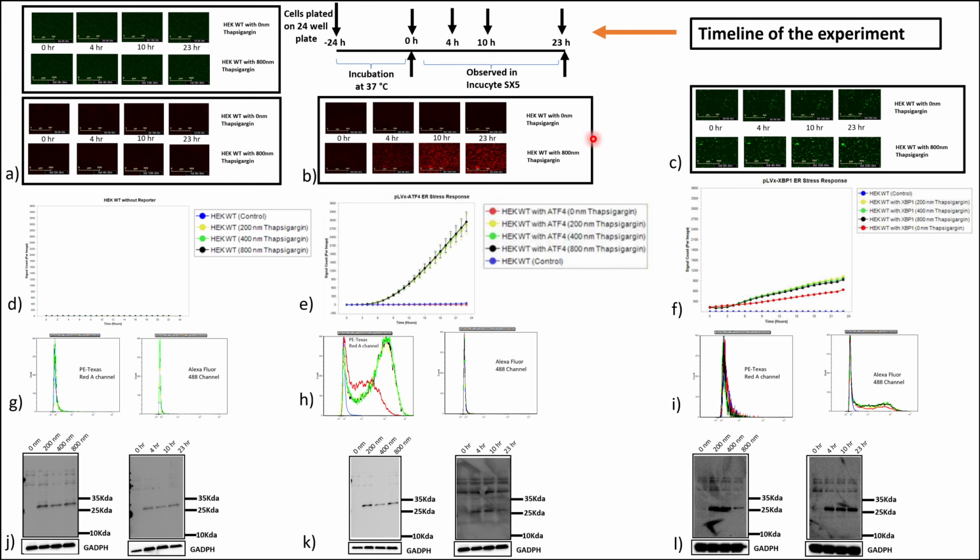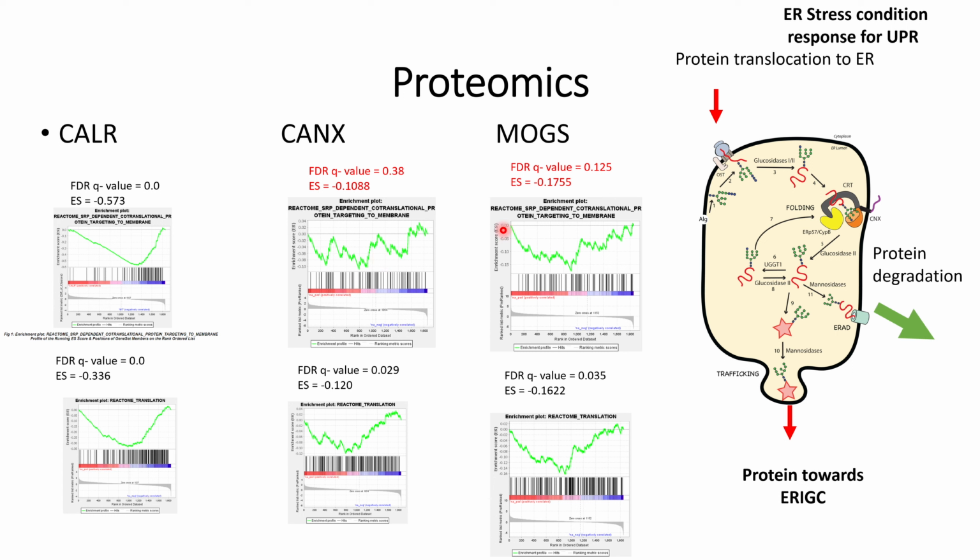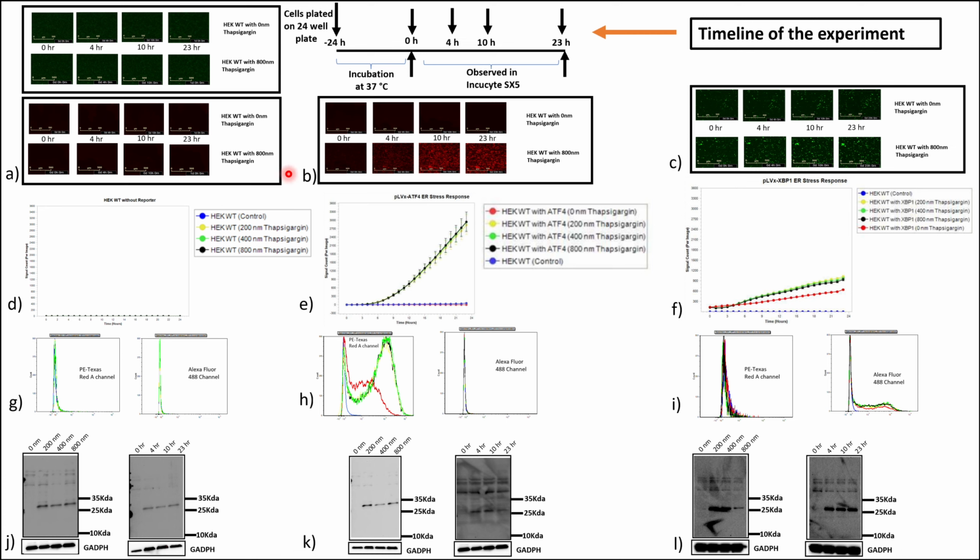So this figure represents the ER stress assay. From this figure we think that at this point of time ER stress is there in all the three knockouts, and ER stress is high in calreticulin, whereas it is low in calnexin and MOGS compared to calreticulin. So first, this is the ER stress control assay.